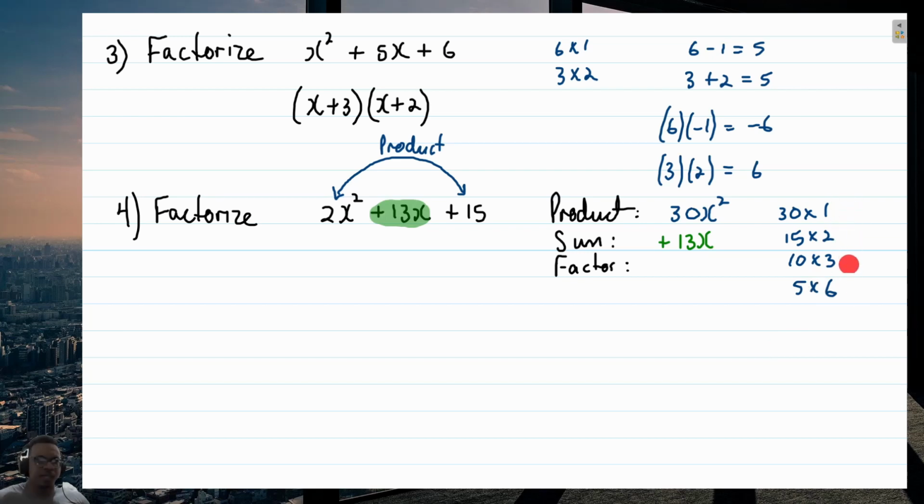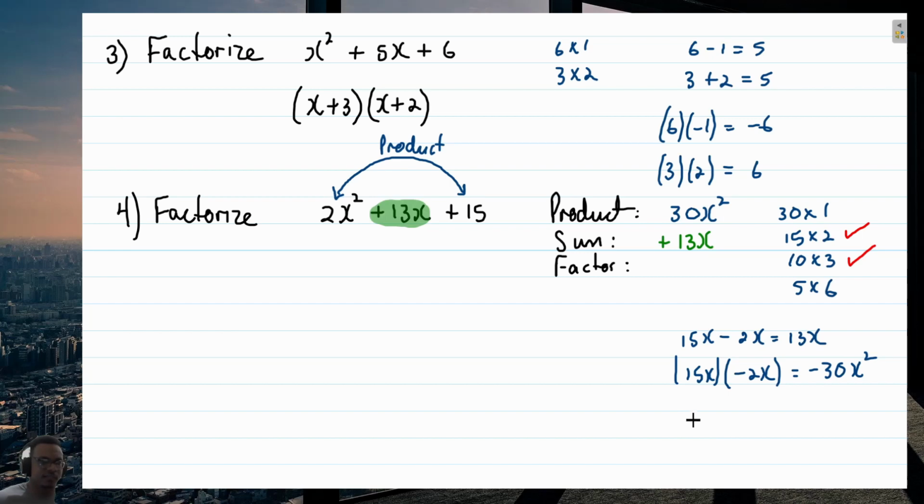And now we look to see which pair would give us 13 when we add or subtract. Now I recognize that 15 take away 2 is 13. And I also recognize that 10 plus 3 is 13. So again here, I have two factors that give the sum. So I'll need to check to see which one is correct. So 15x take away 2x is positive 13x. And 15x multiplied by negative 2x is equal to negative 30x squared. Now clearly our product is positive 30x squared, and here we get a negative 30x squared. So this 15 take away 2 will be the wrong one to use.